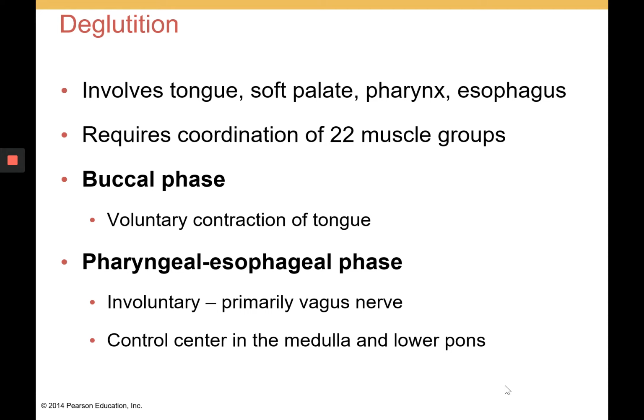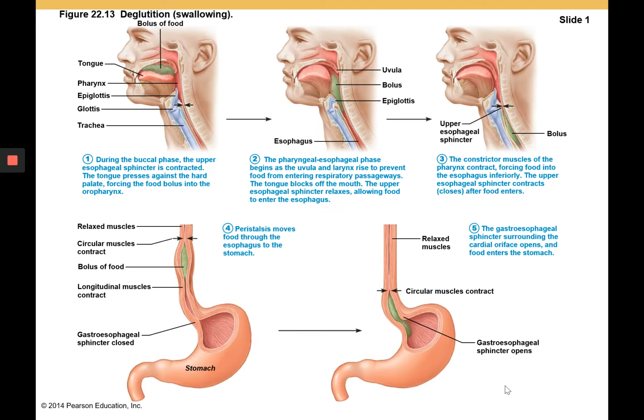During the buccal phase, we're going to contract the tongue voluntarily in order to mix the food with saliva. We'll then push the food back towards the pharynx, and the pharyngeal-esophageal phase includes the parts of deglutition that occur in those structures, the pharynx and the esophagus.